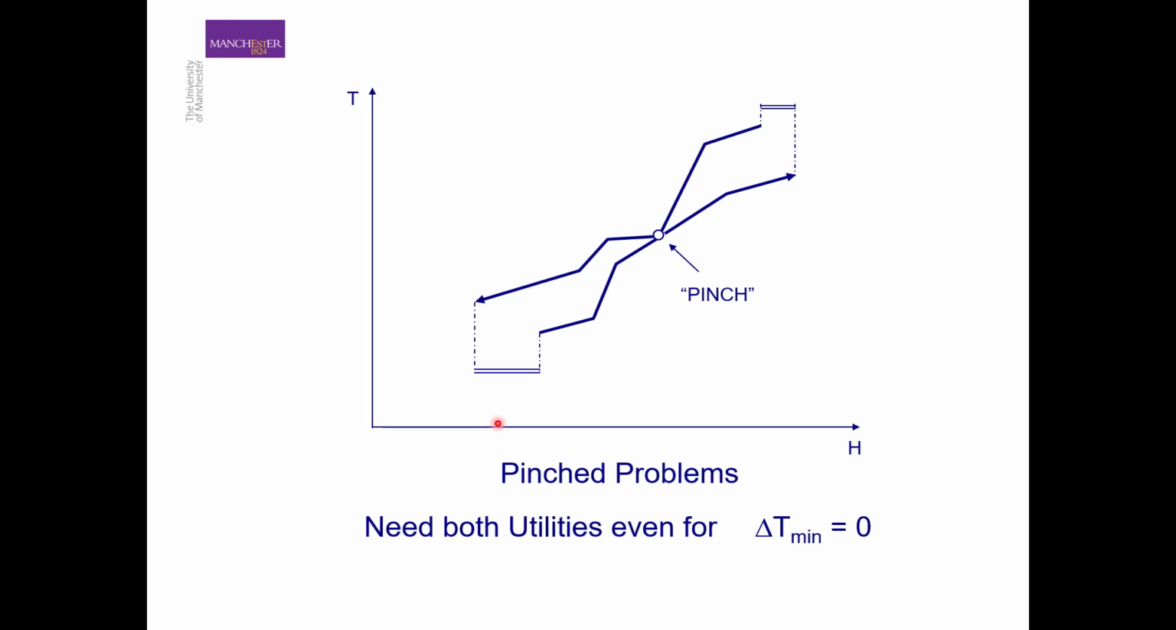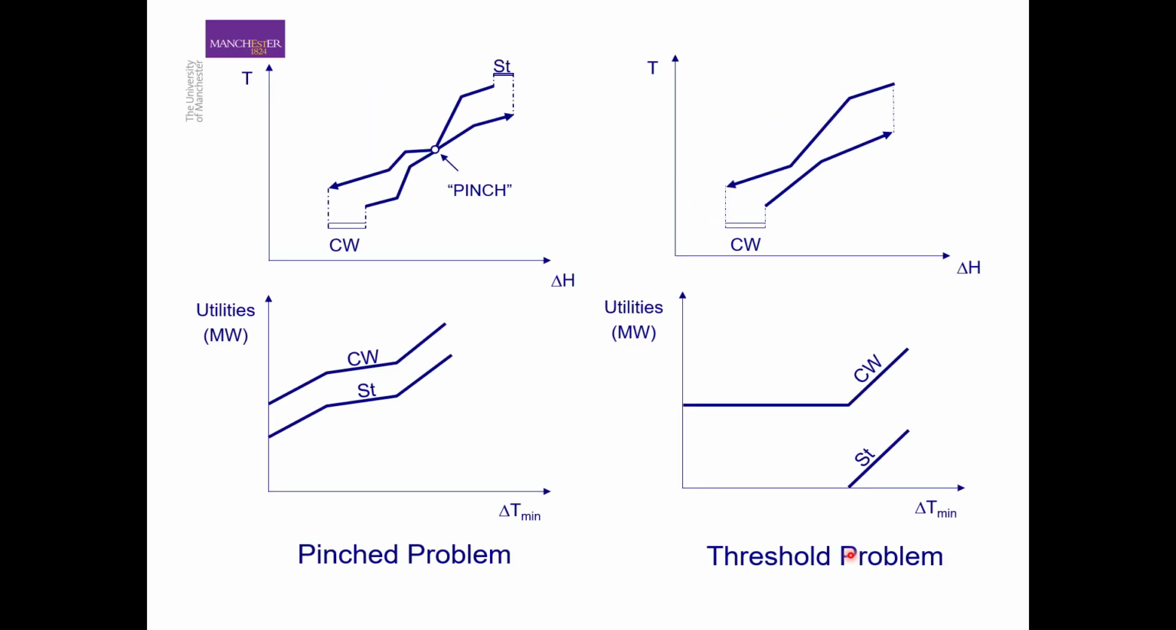So pinch problems are very different from threshold problems. Even when we have a delta T min of 0 degrees centigrade for a pinch problem, there is still a requirement for both hot and cold utility, which is quite different from the threshold problems we saw in the previous slides. Let's have a look at a slightly different format for pinch and threshold problems. Here we show our pinch problem, and we look at the effect of an increase in delta T min on the utilities of the process. Starting at delta T min 0, we see a requirement for both hot and cold utility. As we increase delta T min, we see an increase in hot and cold utility requirements. So this is the case for a pinch problem.